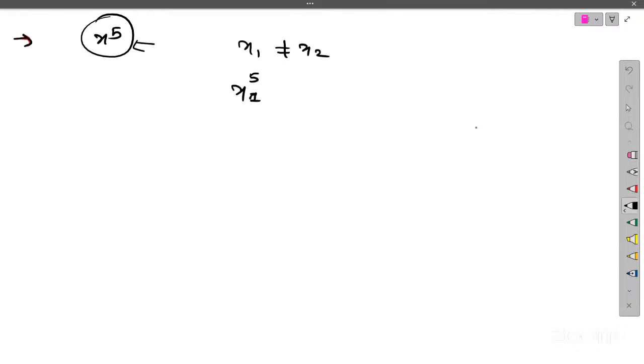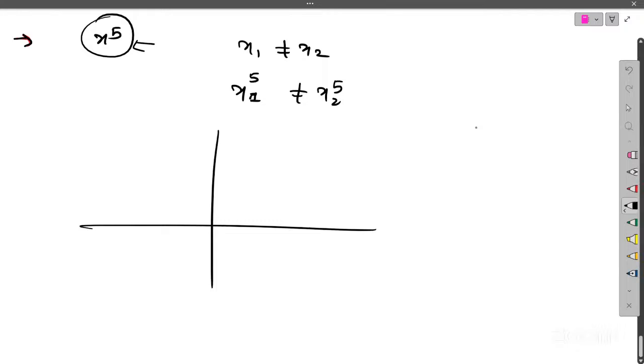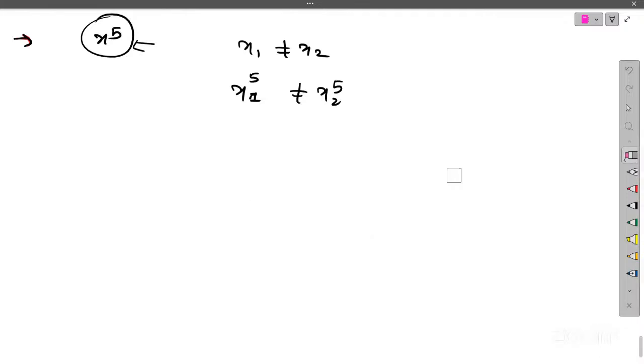How will the graph of x to the power 5 look? It actually looks like it is touching the x-axis at more than one point, but actually it is not. When you go to Desmos and zoom in, you will find there is a little gap between the x-axis and the graph. So we get distinct outputs for these functions.